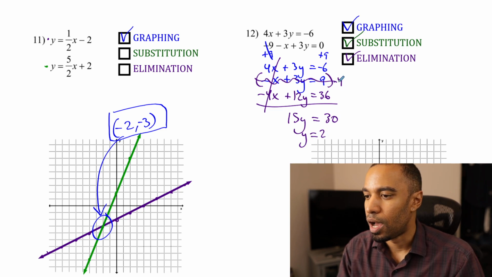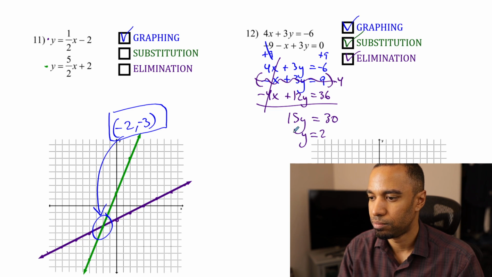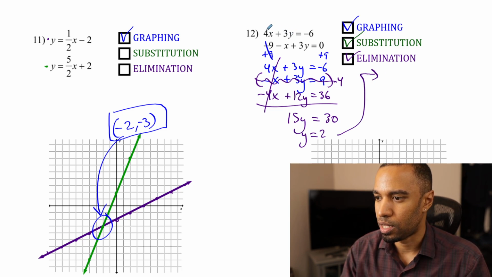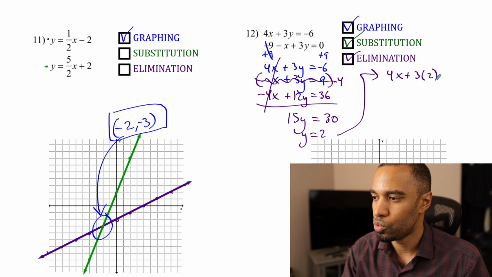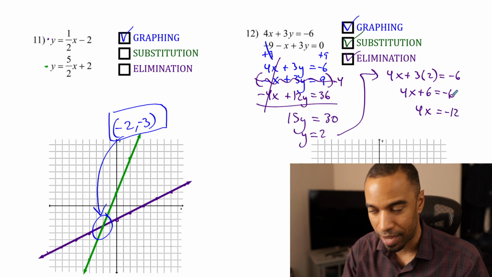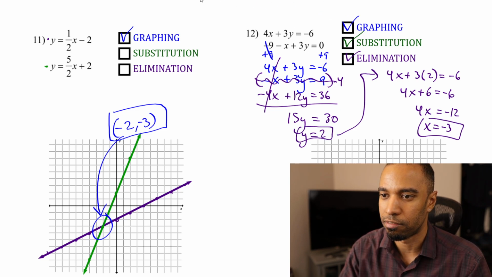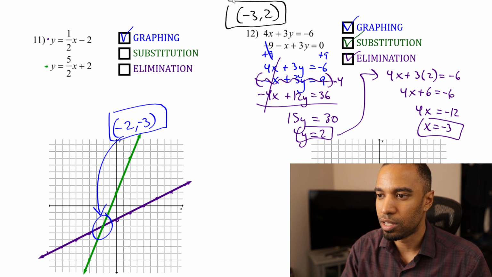There we go. Now in solving for x here, which way should I go? Let's go this way. Let's do it in the top one right here. 4x plus 3 times 2 equals negative 6. 4x plus 6 equals negative 6. 4x equals negative 12 if I subtract 6 from both sides, and then x equals negative 3. So I'm getting negative 3 comma 2 as the final solution set there. All right, that's solving using elimination.